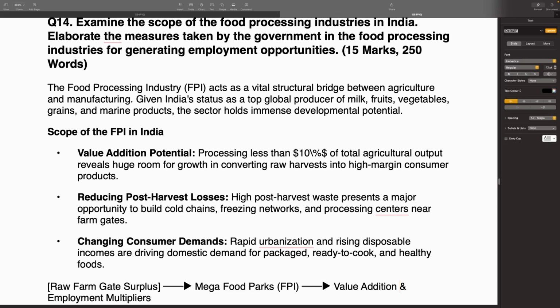High post-harvest waste presents a major opportunity to build cold chains, freezing networks and processing centers near farm gates. Changing consumer demands. Rapid urbanization and rising disposable incomes are driving domestic demand for packaged, ready-to-cook and healthy foods.